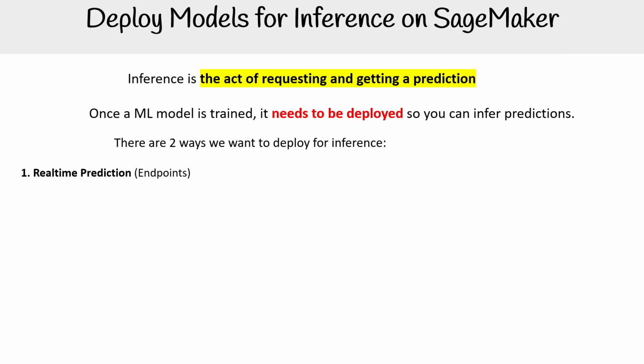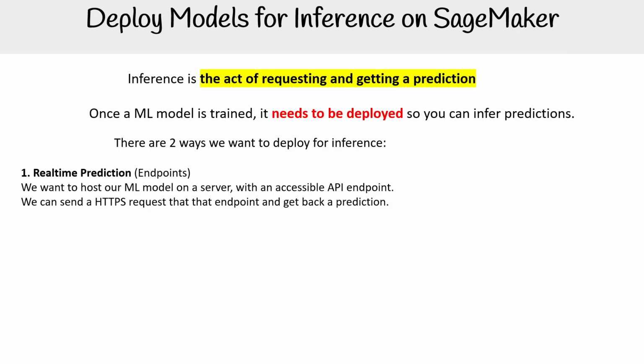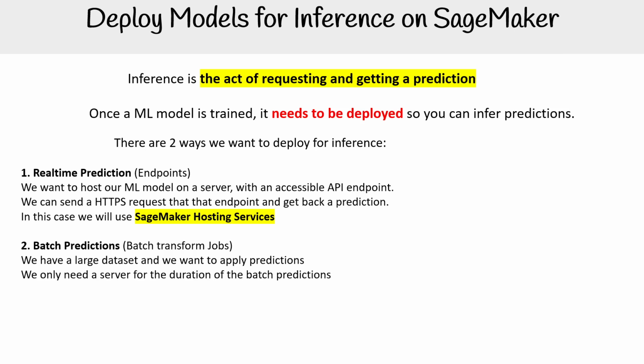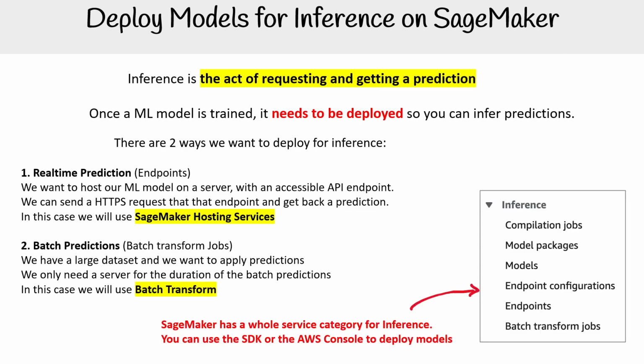First is real-time prediction, which are endpoints. We want to host our ML model on a server with an accessible API endpoint. We can send an HTTP request and the endpoint can get back a prediction. In this case, we use SageMaker hosting services. Second, we have batch predictions, so batch transform jobs, where we have a large data set and we want to apply predictions. We only need a server for the duration of batch predictions. In this case, we use batch transform.